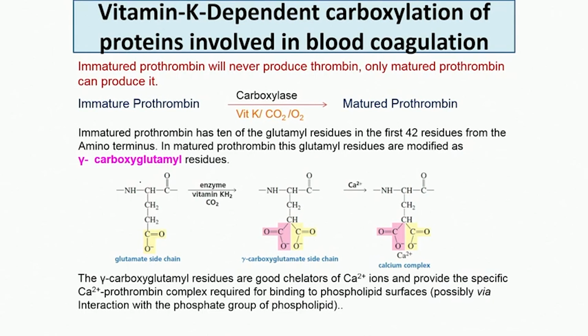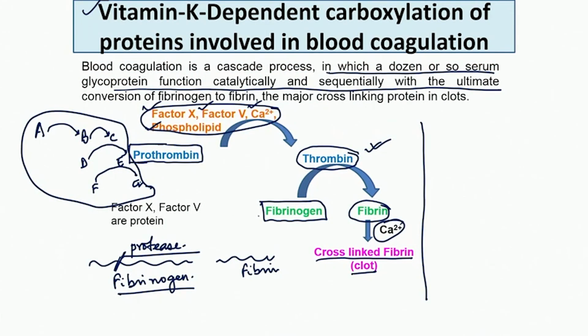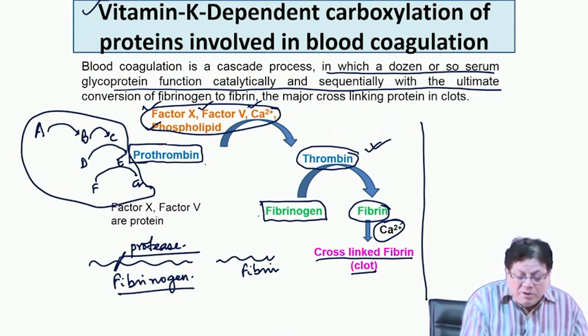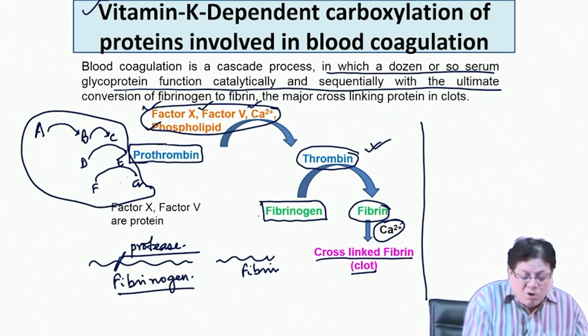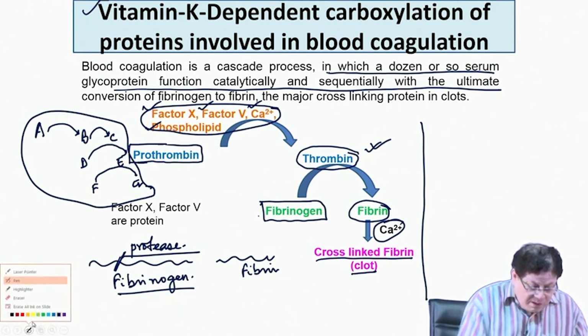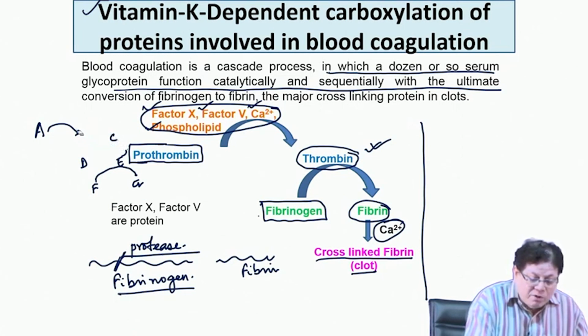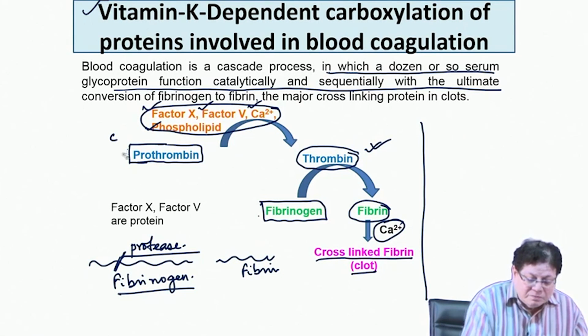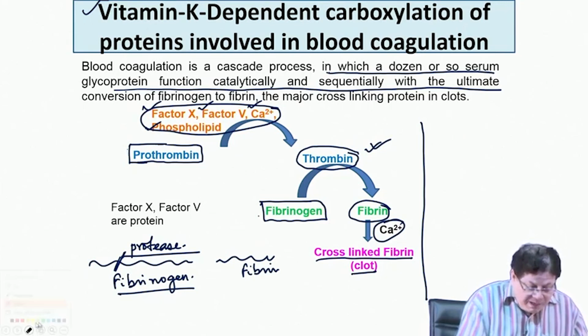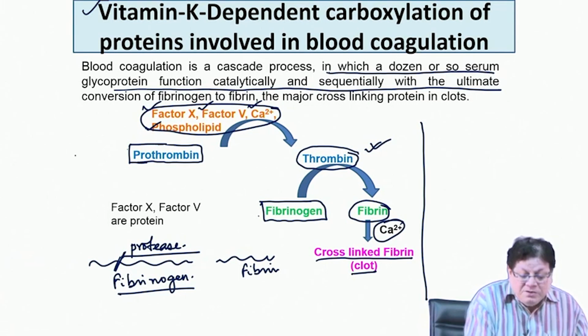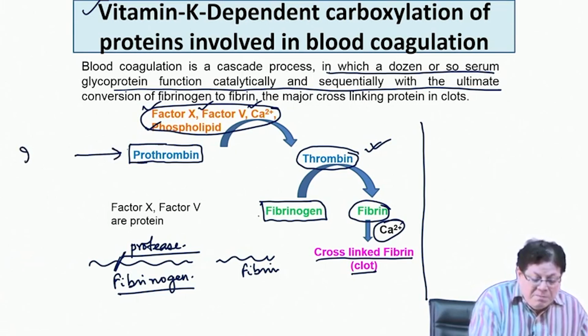Prothrombin is formed initially. I can go back to the slide. Before prothrombin, there is what is called immature prothrombin. Let me erase those. So, this prothrombin is generated from immature prothrombin.